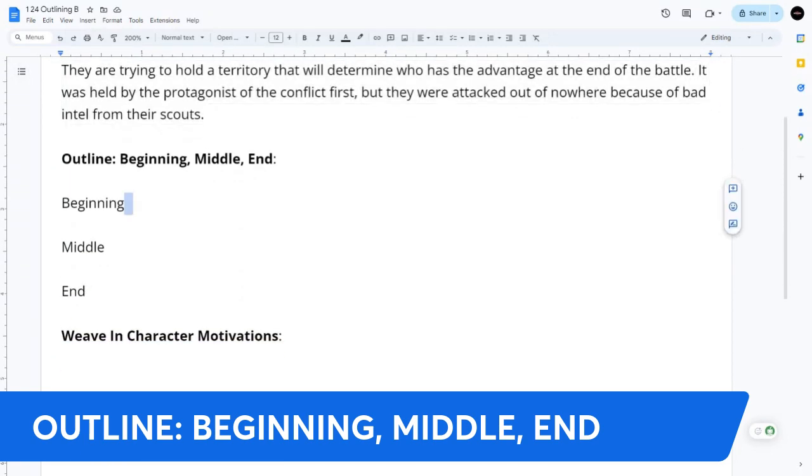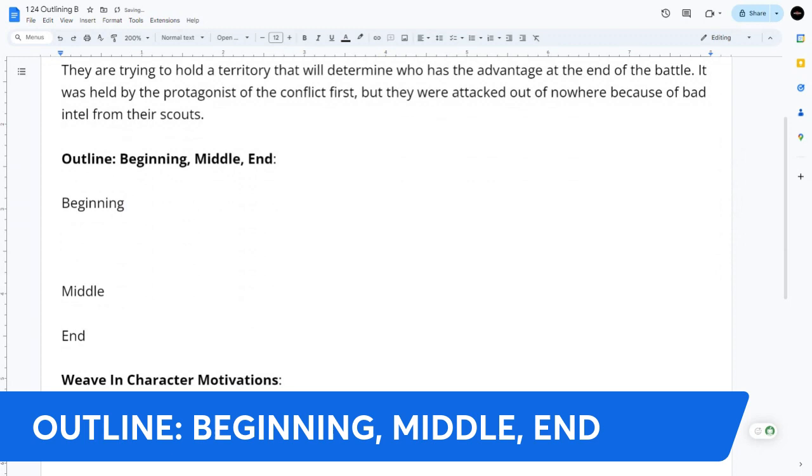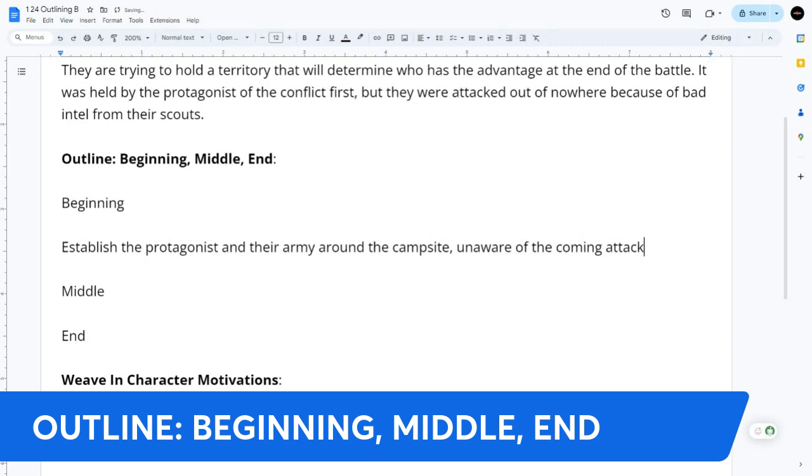All right, so the beginning. We've already kind of talked about this, so we'll just lay it out. Establish the group. Establish the protagonist and their army around the campsite, unaware of the coming attack. Okay. All right. Additionally, I like to do beats. Okay, so that's the first beat.